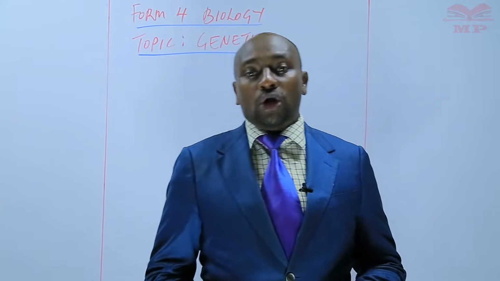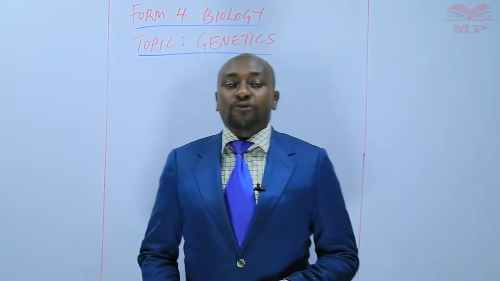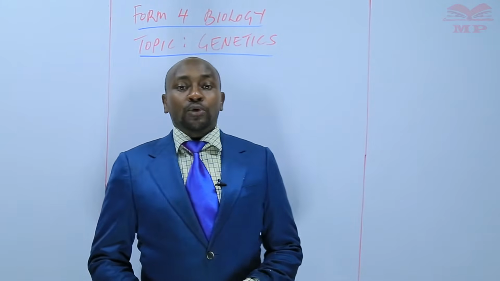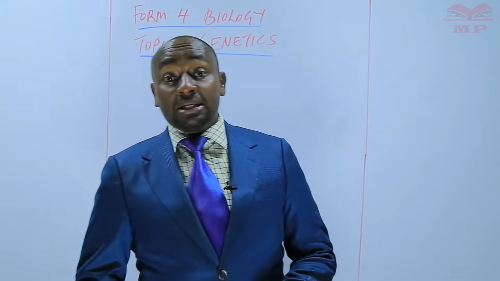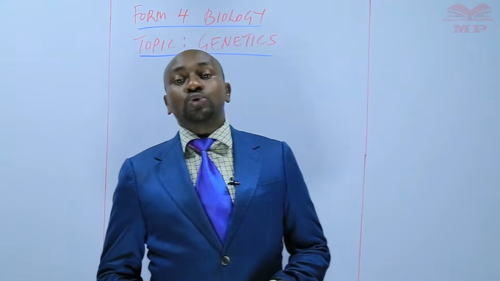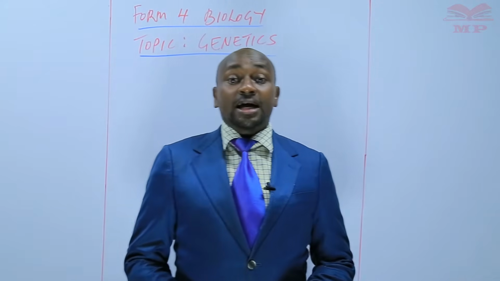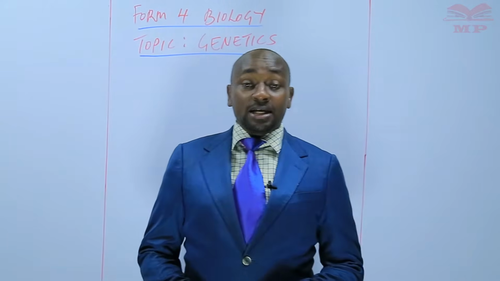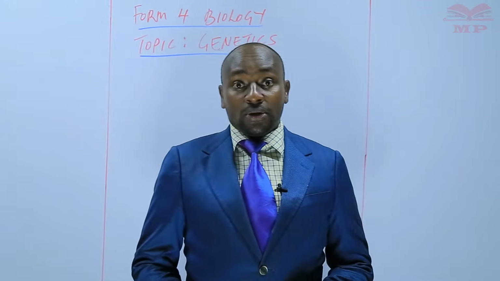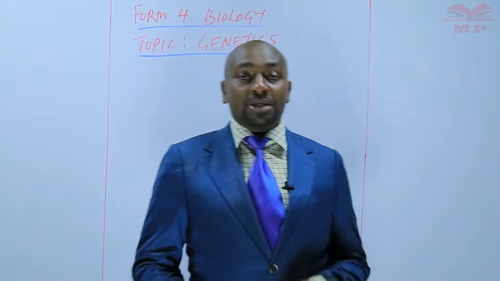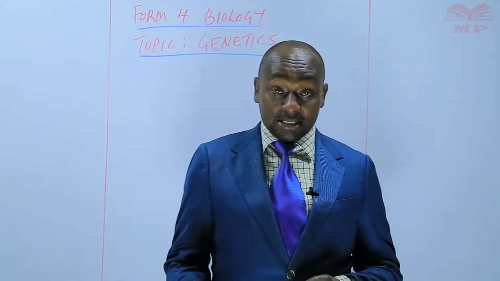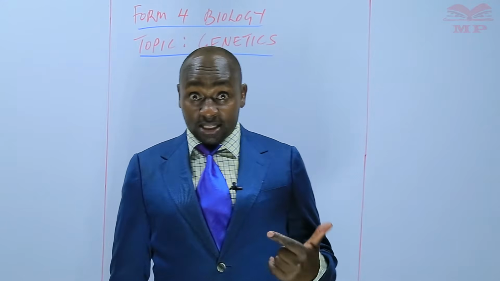Determination of unknown genotype. For example, in some of the examples we've seen in the past, we saw that the garden pea, if it is tall, you may not be able to know whether that tallness is as a result of homozygous condition or heterozygous condition. But now you can determine whether it is actually homozygous or heterozygous by carrying out a number of tests that we shall see.